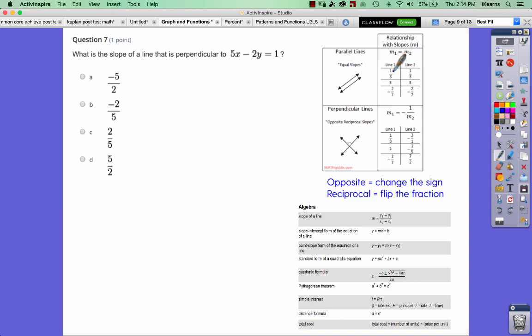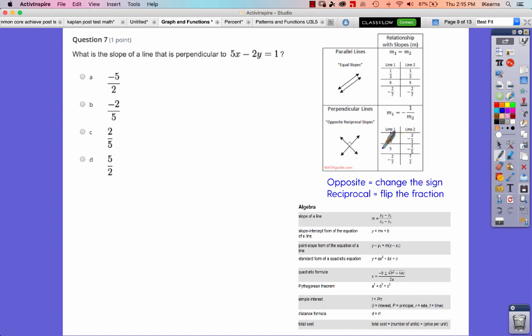So if the slope on line 1 is 1/3, the other line, if it's parallel, will have the same slope. Perpendicular lines, we say, have opposite reciprocal slopes. Okay, and by opposite, we mean change the sign. So in this case, if it's positive, make it negative. Okay, reciprocal, we mean flip it. So if it's 1 over 3, it'll be 3 over 1. And again, you do the opposite to make it negative.